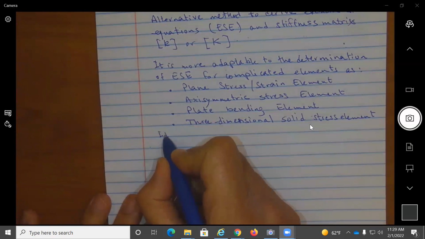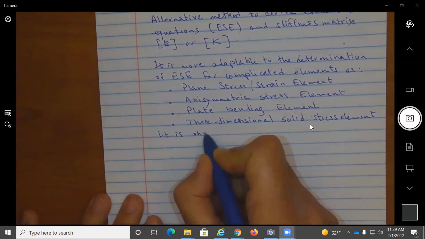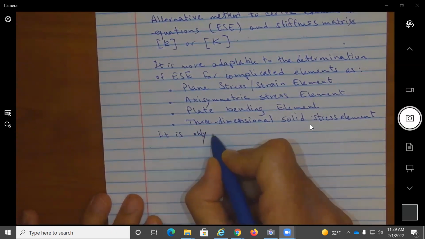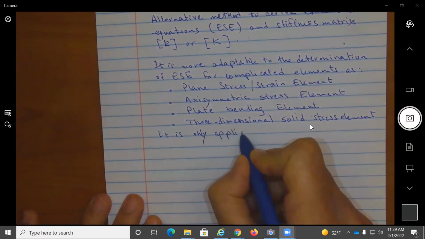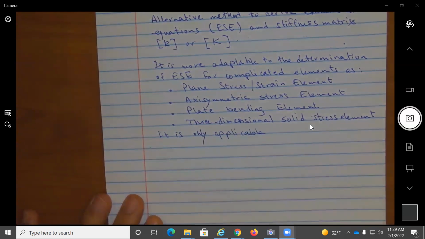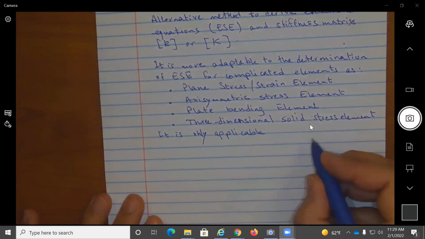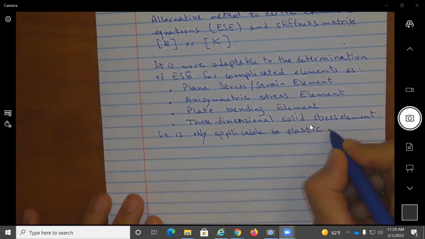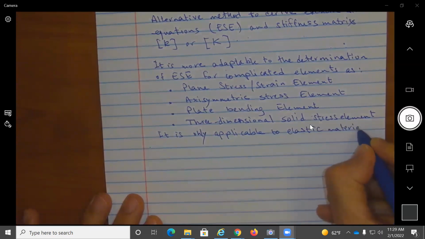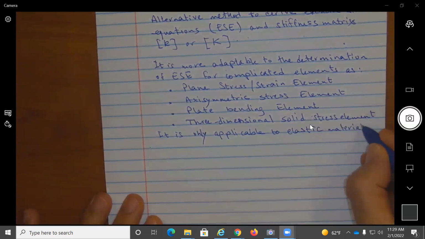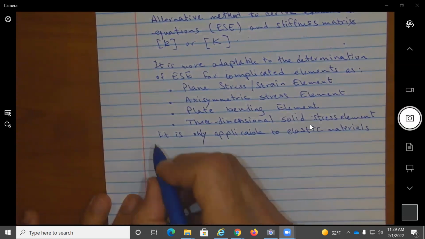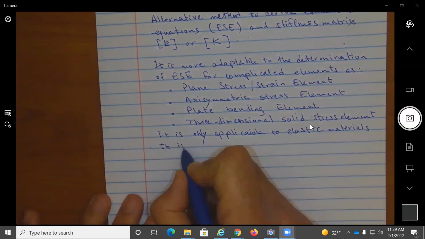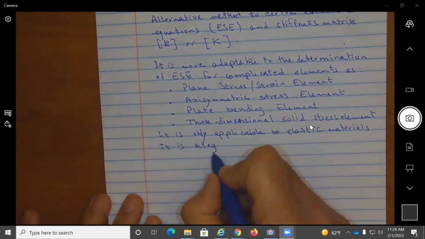It is only applicable to elastic materials, linear behavior. Of course, it is categorized as a variational method.